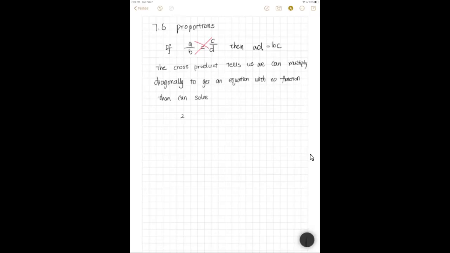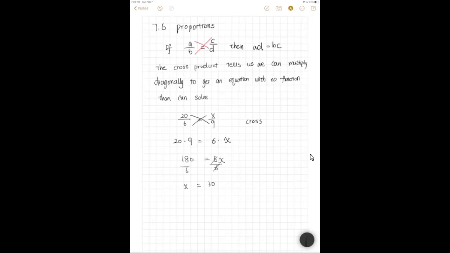So such as if I have 20 over 6 equals x over 9. We can use the cross product, which is 20 times 9 and then 6 times x. So now we have 180 equals 6x. And then we divide by 6 on both sides so that we have x equals 180 divided by 6, which is equal to 30.